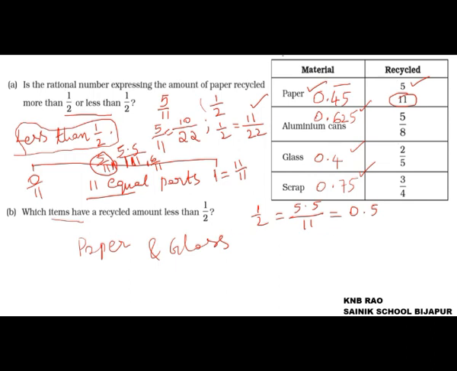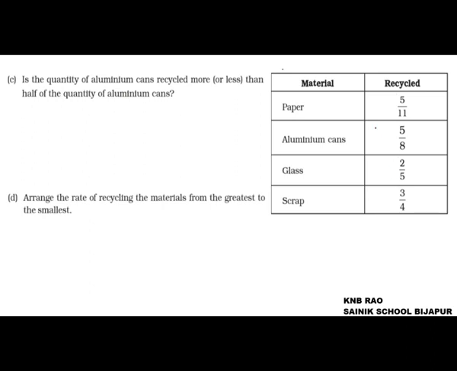Next, sub-question C: is the quantity of aluminum cans recycled more than half of the quantity of aluminum cans? So here, amongst the aluminum cans, is the recycled amount more than half of it? That is what it is asking. Now, the same reasoning I gave helps us in telling this.